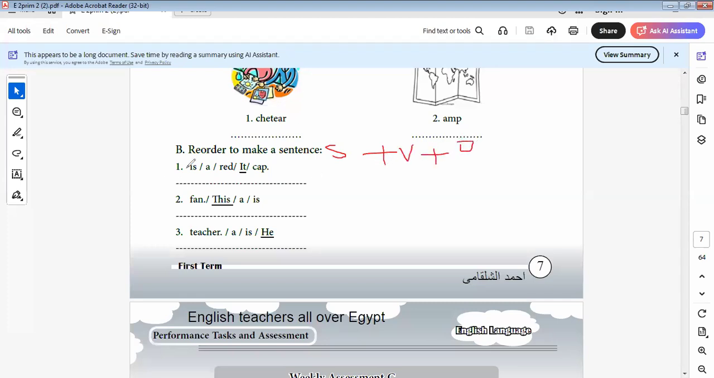What can I do with it? It will be here: it is a cat. Here is the subject, verb, and object. It's a red cap. Let's go to another one here. This is a fan.